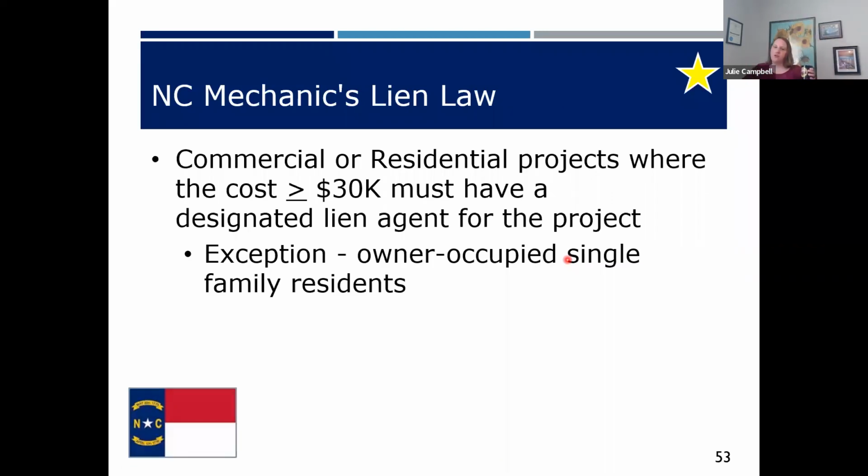Mechanics lien law says commercial or residential projects where the cost is $30,000 or more has to have a designated lien agent. Think of like a general contractor that oversees the entire operation. And that general contractor will subcontract plumbers, electricians, painters, drywall guy, flooring guy, whoever you need to do this project that's more than $30,000. So in other words, if you have this project more than 30,000, you have somebody overseeing the project.